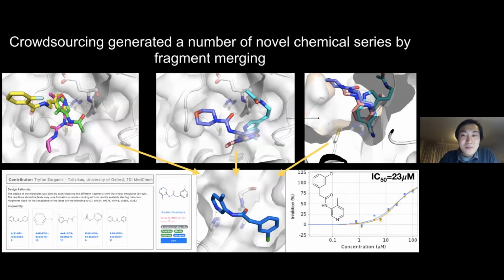This is an example of a submission actually from that website I mentioned a few slides ago. We launched a website, Moonshot, and then asked people to submit things. This is one of the first submissions that we got. A person, Tryphon Sarganis in Oxford, basically looked at the fragments and proposed the following merger shown in the box. He literally said, let's merge these 4 fragments together.